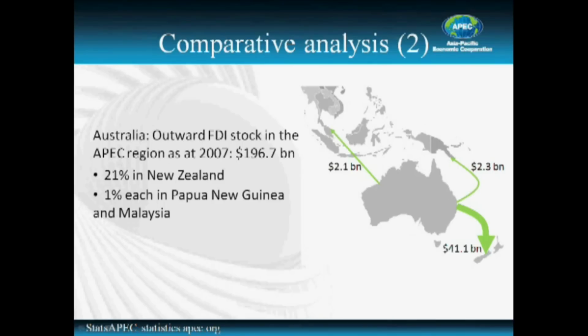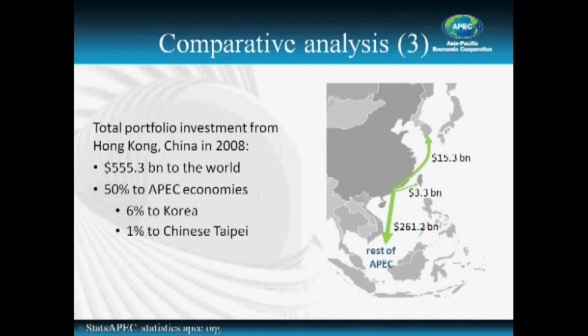Next is a comparative analysis using bilateral FDI data. In 2007, 21% of Australia's outward FDI stock in the APEC region was in New Zealand, while Malaysia and PNG each accounted for 1%. Next, we see that in 2008, 50% of Hong Kong China's total portfolio investment was invested within APEC. Of that amount, 6% was invested in Korea, while just 1% was invested in Chinese Taipei.